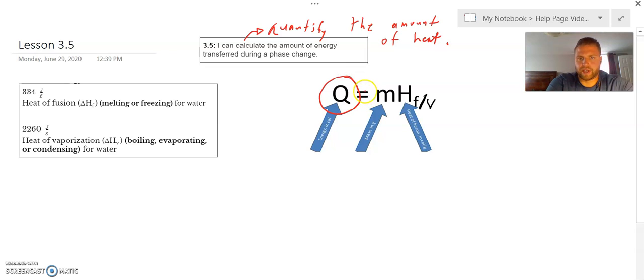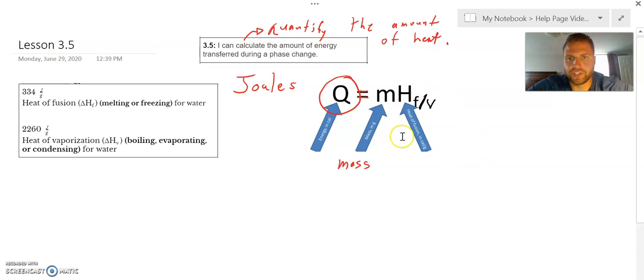What this equation is telling us is that these two variables on the right get multiplied to give us a value called Q. And Q is measured in joules. Joules is very similar to a calorie, but just a little bit different. It tells us how much heat there is in a specific system. The M stands for mass.